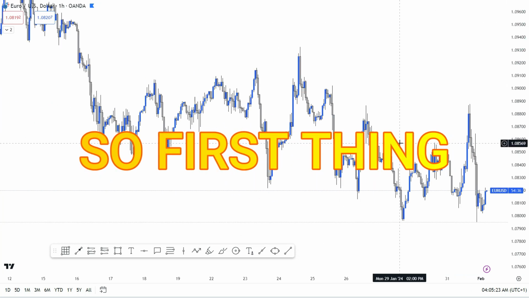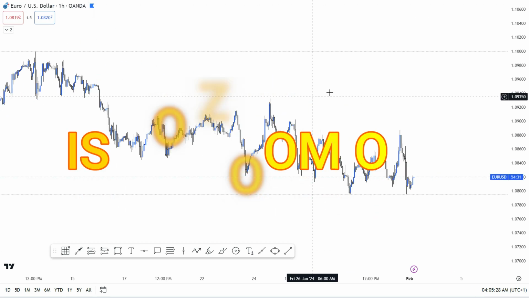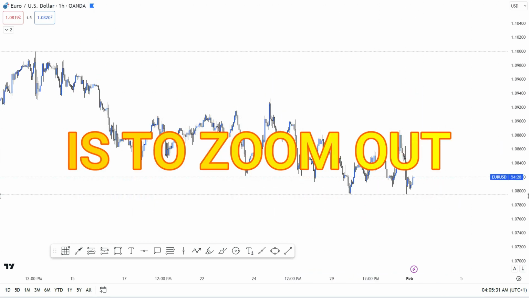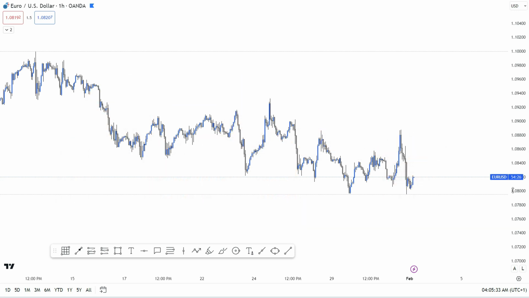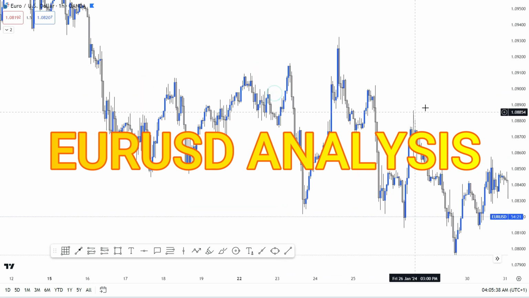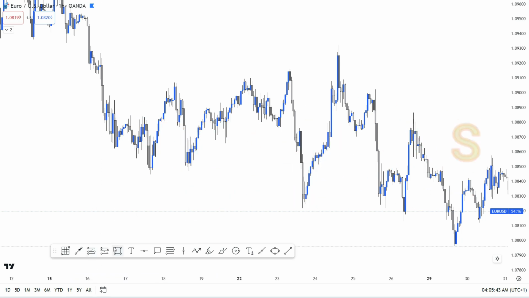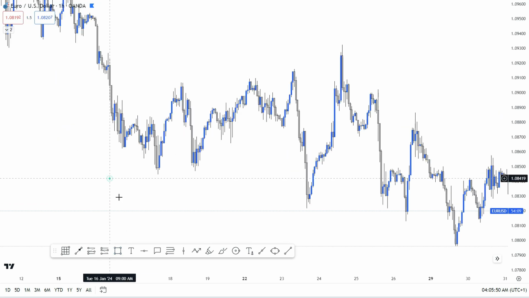So first thing first is you want to zoom out. As you can see, we are overall bearish, and what we want to do is analyze from the recent price action. So therefore we're going to start from somewhere here. Now what exactly are we looking at? The first thing we want to look out for is a break of structure. So where exactly is our break of structure, and where should you anticipate a particular setup?